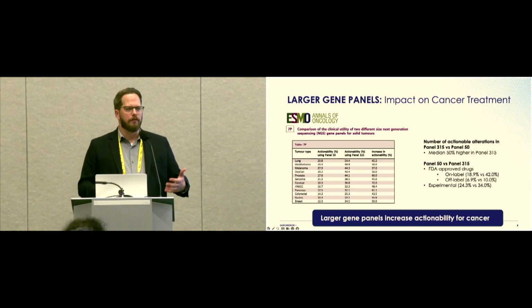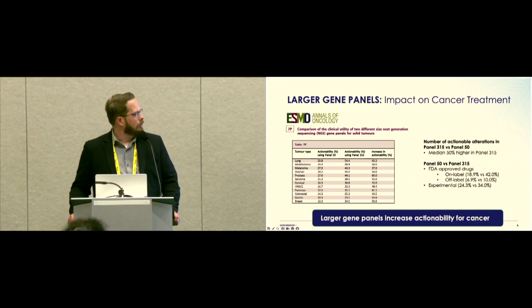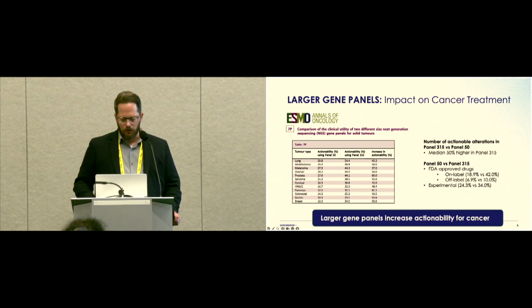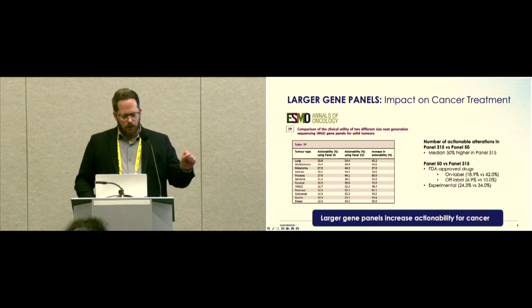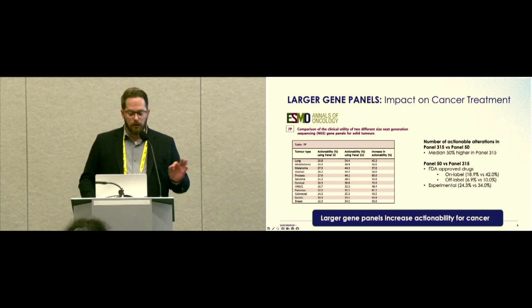There's great benefit in expanding your analytic search space to include more genes through larger and larger gene panels. And we're talking about actionability, so obviously that comes along with drug associations for those variants, whether on-label or off-label.